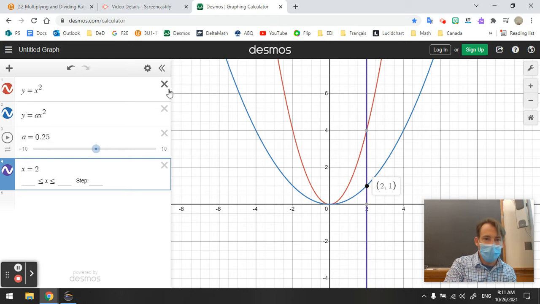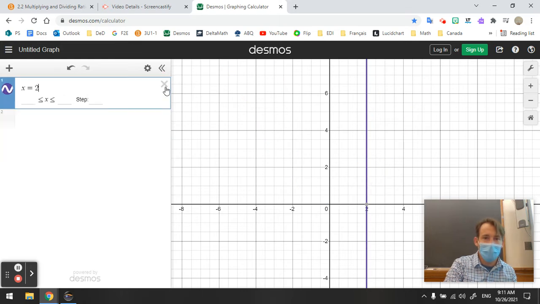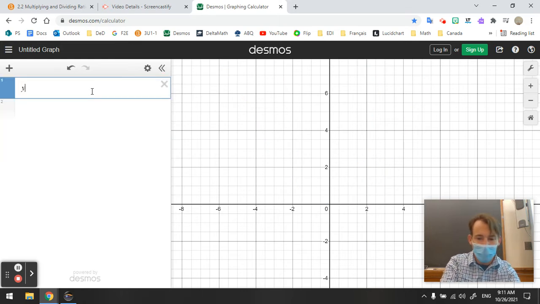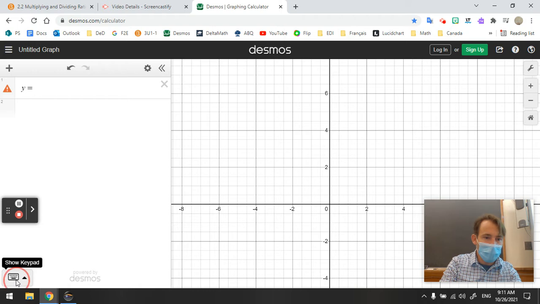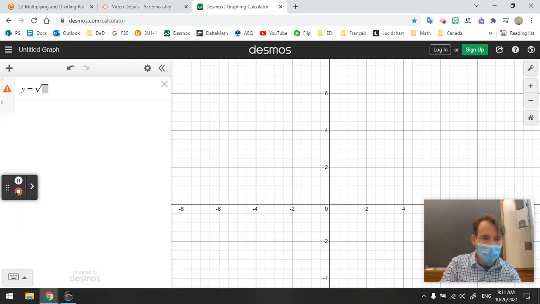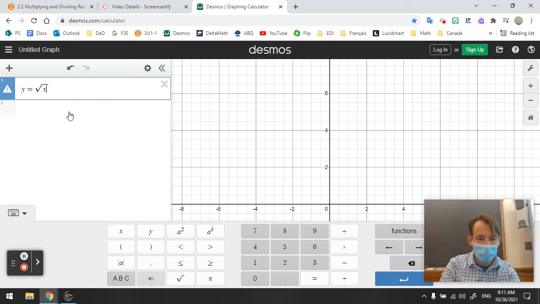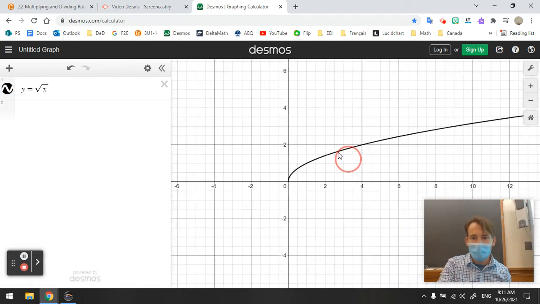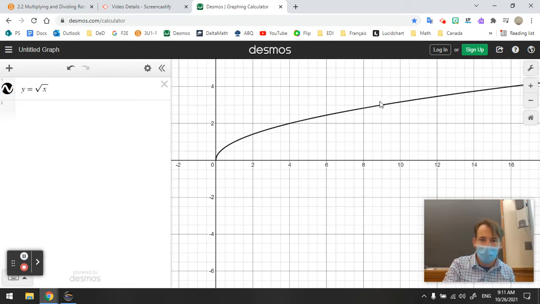So now my first instructions were to clear all my functions and then create a new function. Y is equal to, and then how do you do the square root? Well, you can bring this keyboard up here and click your square root, and then put that away and carry on. So y is equal to the square root of x. So there it is. Notice that it looks like half of a parabola.